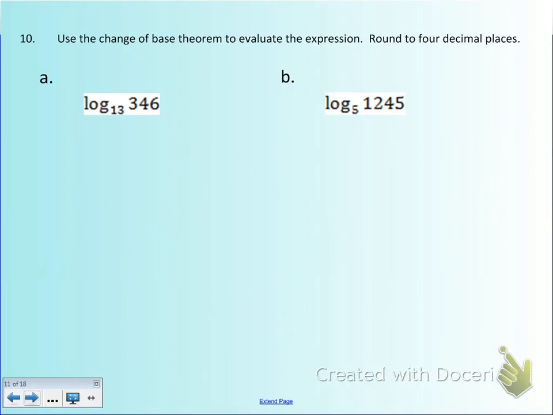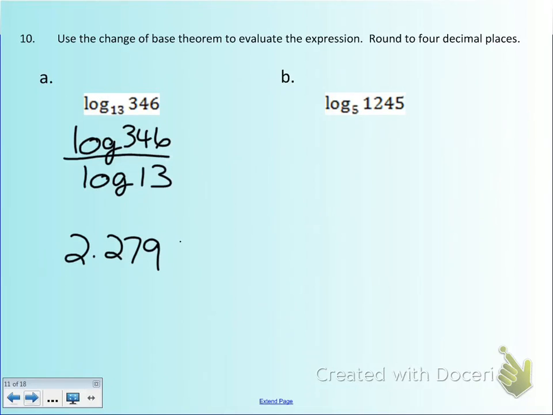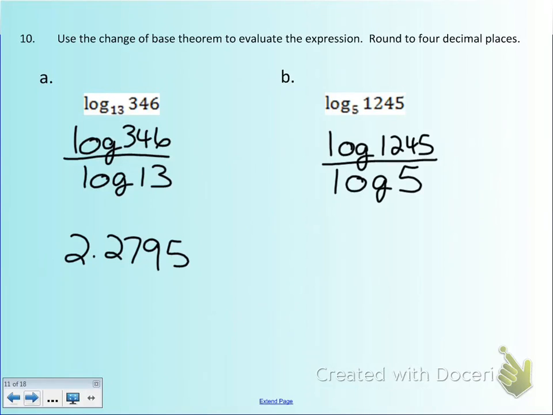This is all calculator work, so you need to make sure you have your calculator handy. You're going to do the log of 346 divided by the log of 13. Plug it in your calculator and make sure you follow the directions and round to 4 decimal places. It is 2.2795. For the second one, again, it's the log of the big number. So log of 1245 divided by the log of the base, in this case 5. So log of 1245 divided by log of 5 gives us an answer of 4.4280. And that would be your answer.